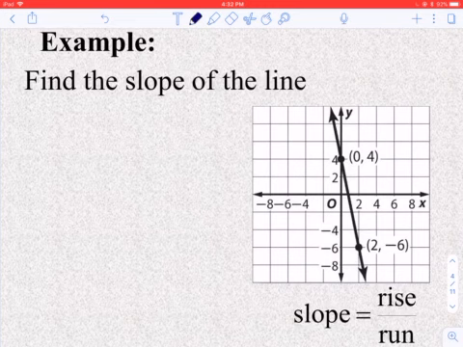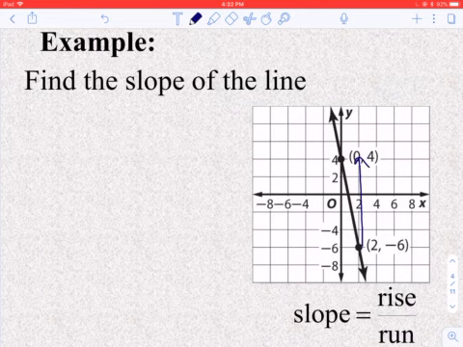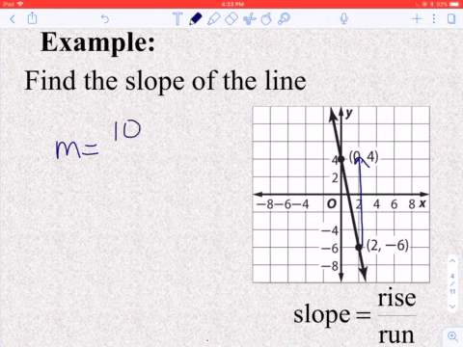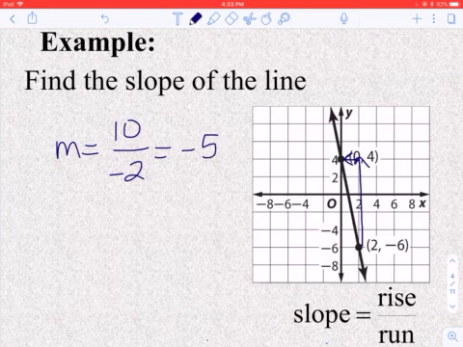So if I start with this point and I go up, you need to first figure out how far up you went. The grid is going by 2, so I went up 2, 4, 6, 8, 10. So my slope, which is m, is equal to 10. Now to go to this point here, I went backwards. I went backwards 2, so that's a negative 2. So my slope would be 10 divided by negative 2, which is negative 5.